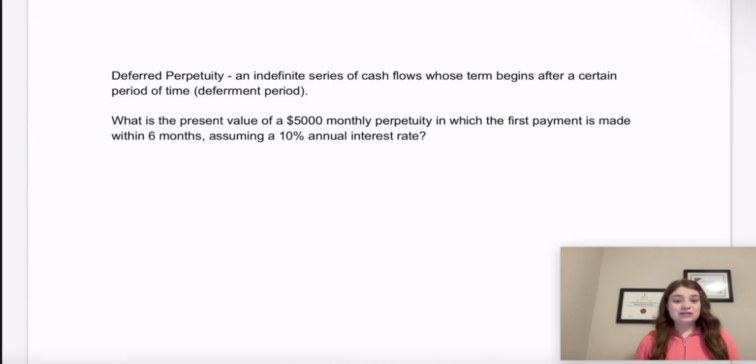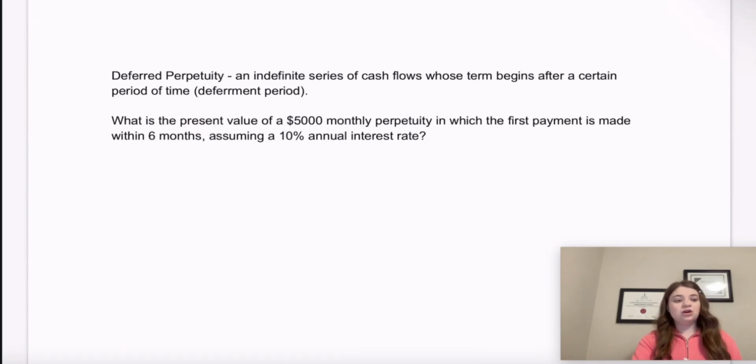So today we're going to go over a question relating to a deferred perpetuity. A perpetuity in general, just as a reminder, is when we have an indefinite series of cash flows coming from a certain investment amount. And when it comes to a deferred perpetuity, we're talking about an infinite series of cash flows whose term begins after a certain period of time.